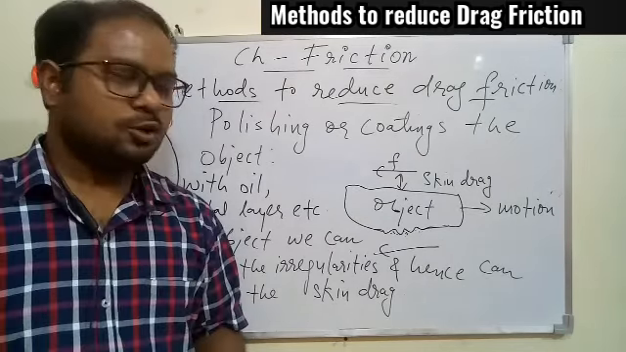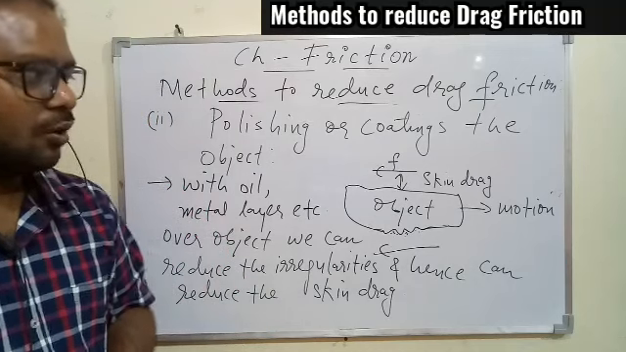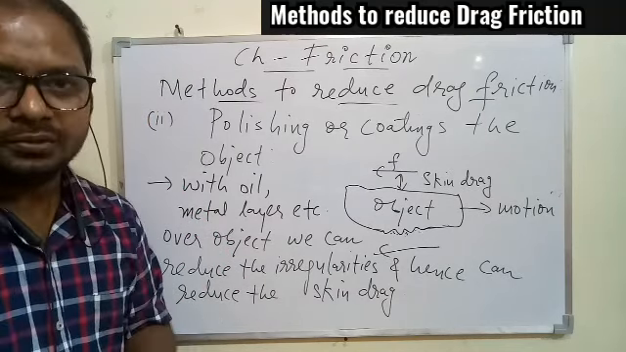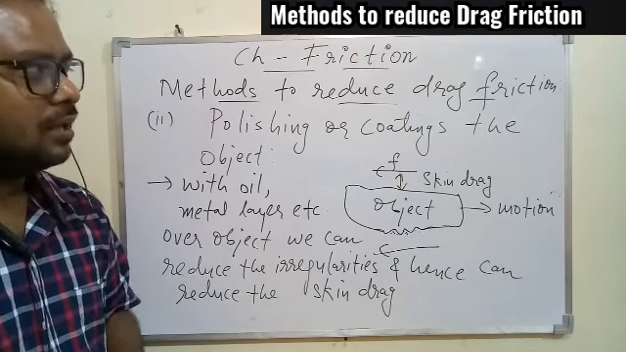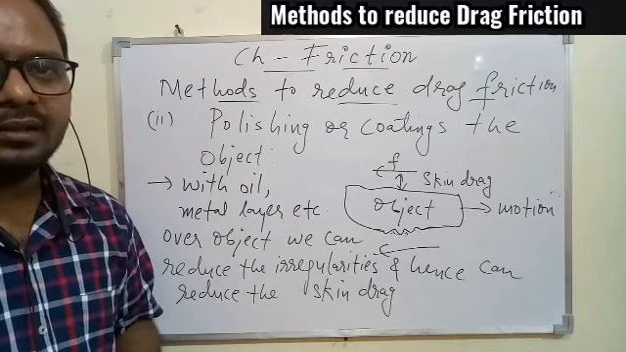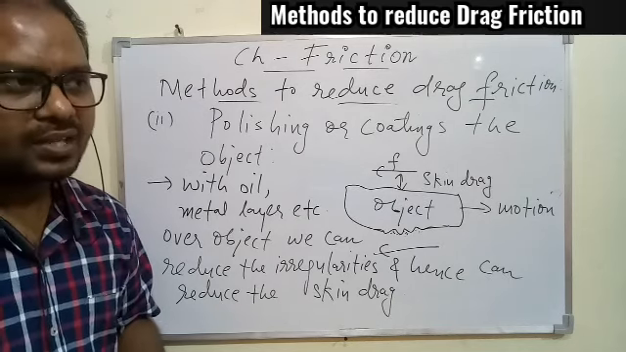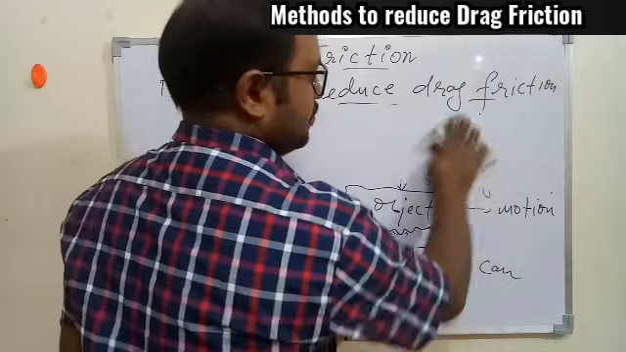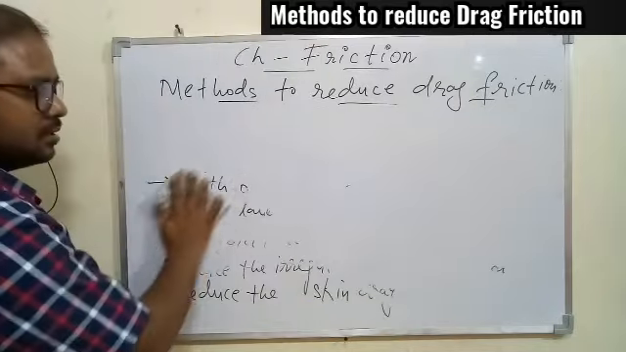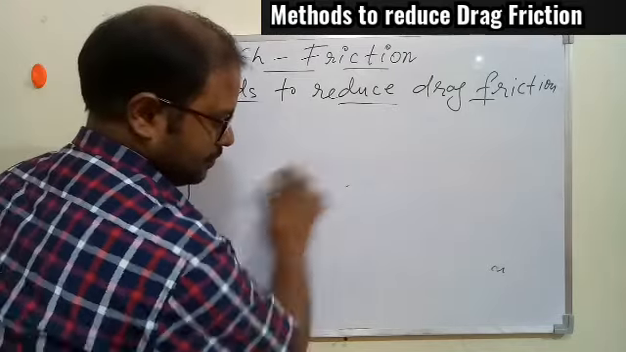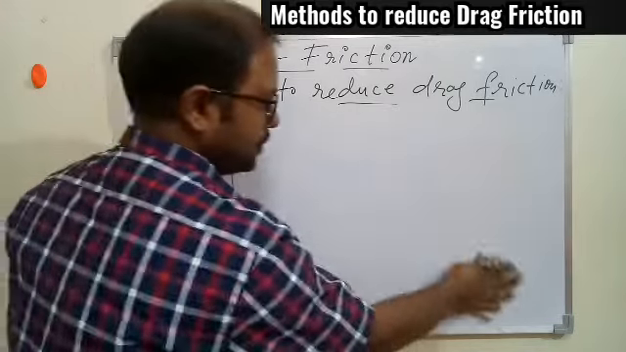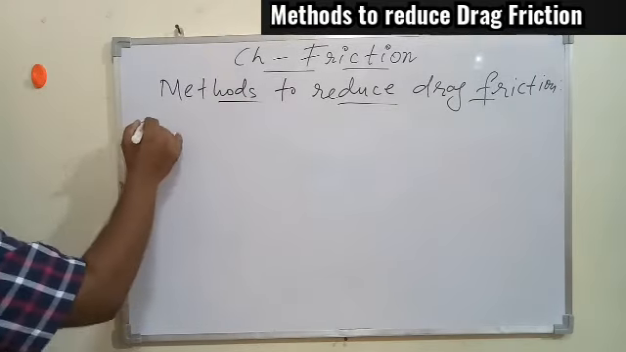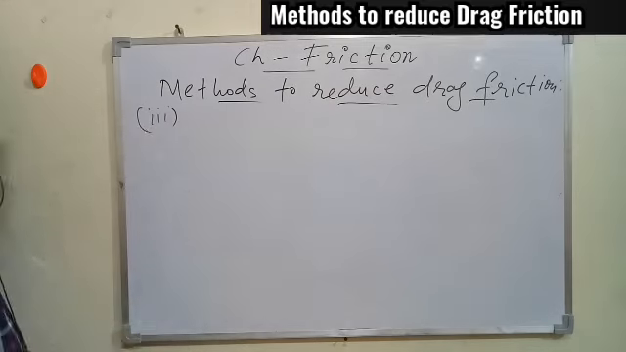So you can see the aeroplanes we have, the ships we have, or submarines we have, those which move within the fluid, their surface is very smooth. Why? Because so that we can overcome the drag friction and the efficiency of that machine can be higher. Okay, so all the things we have in real life are based on some concept that we need to find out. Why we need a smooth surface, why we need a rough surface, we can find out. Okay, so number three, the last method we have.